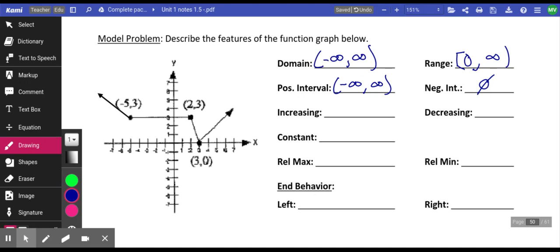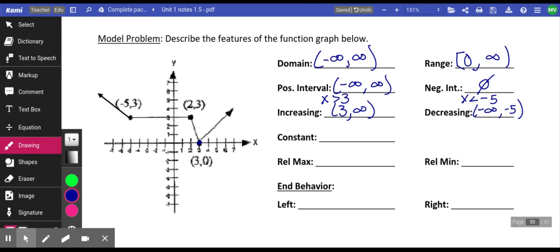There are none. Increasing. So where's the graph increasing? Well, it's increasing when x is greater than 3. So we can write that as x is greater than 3, or we could say 3 comma infinity, because that's going to continue forever. It's decreasing when x is less than negative 5. Or I can say from negative infinity to negative 5, and again, we don't include that extrema point.